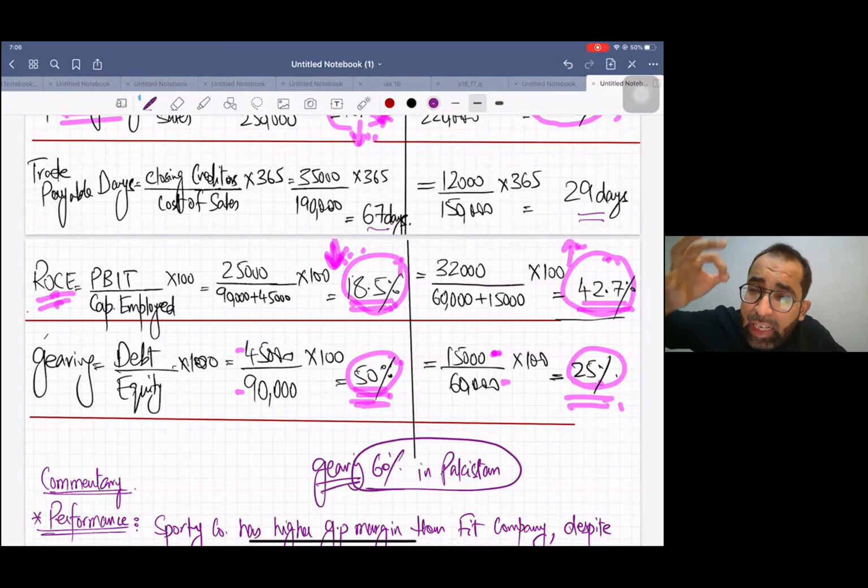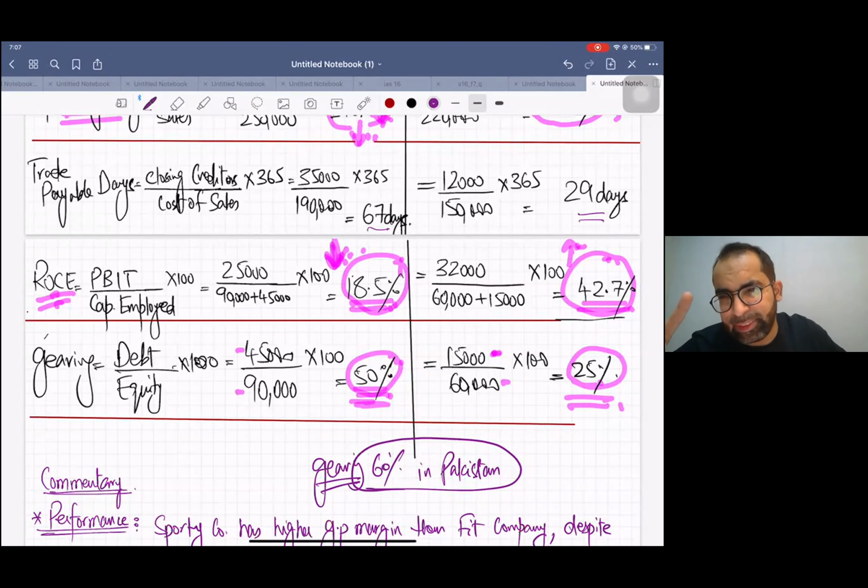Means a company in Pakistan cannot increase its gearing from 60% and above. The maximum level of gearing you can go is 60%. If you cross this 60% limit, you will be compulsorily wound up. You will be compulsorily liquidated by the government. That means by law you can't cross 60%. That was a law in the past in Pakistan.